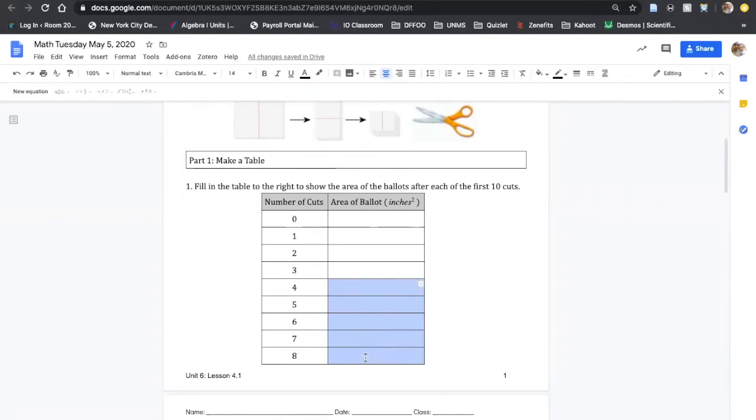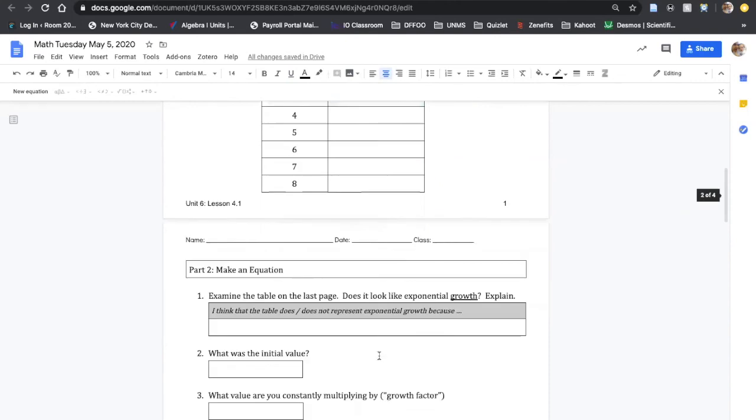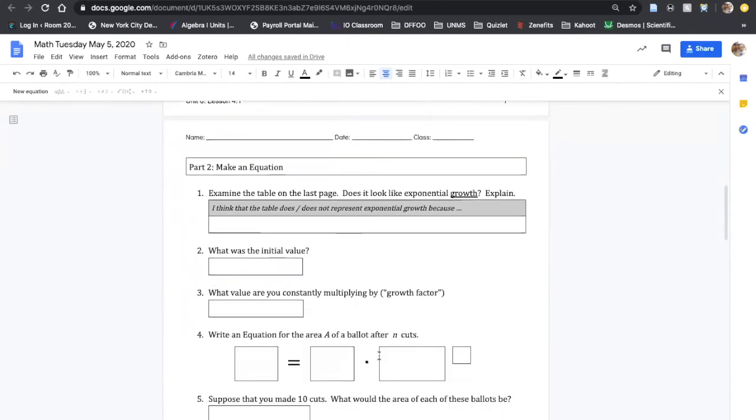Without needing to look, right? Just figure out how the numbers are changing as you move down this table and continue that pattern. Then you're going to start to answer the questions on the next page to help you build an equation. First question though: looking at that table that you saw, does it look like the exponential growth that we have seen so far? And explain why you think it does, or why you think it doesn't.